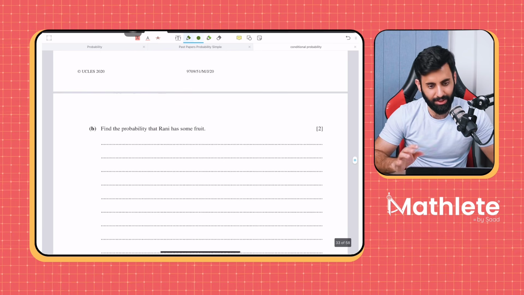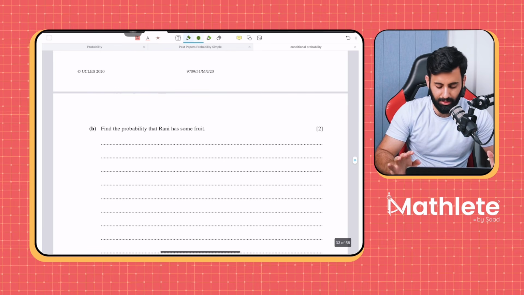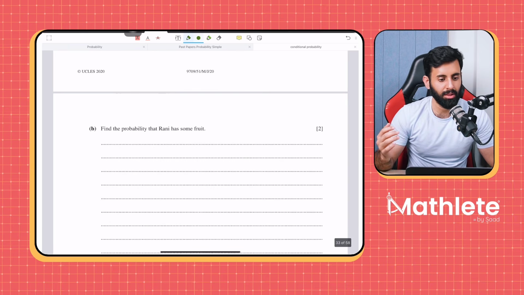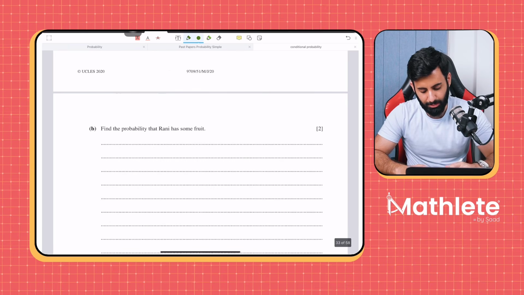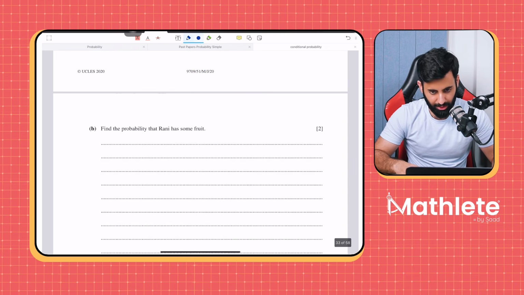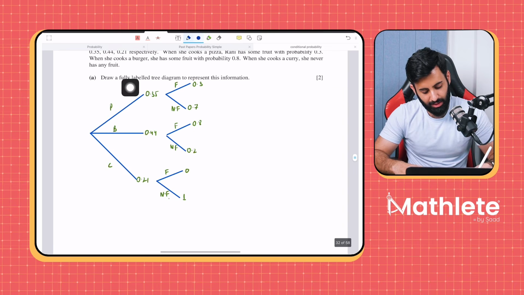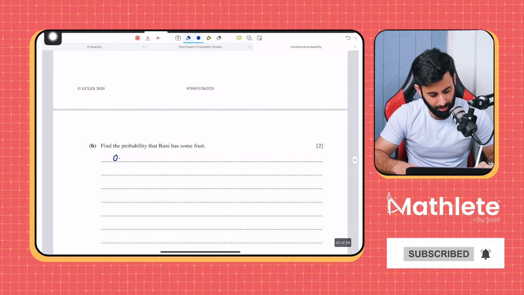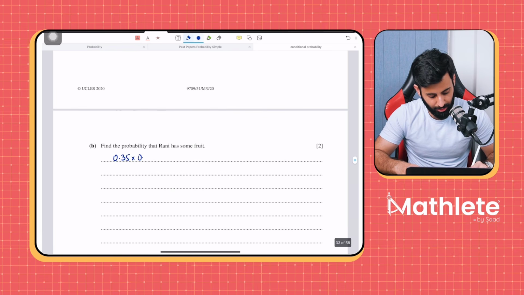Find the probability that Rani has some fruit. She just has to have some fruit, whether she has it after pizza or after burger or after curry. So we need to consider all possibilities. We need to consider that she cooks pizza and has some fruit. That means 0.35 into 0.3.